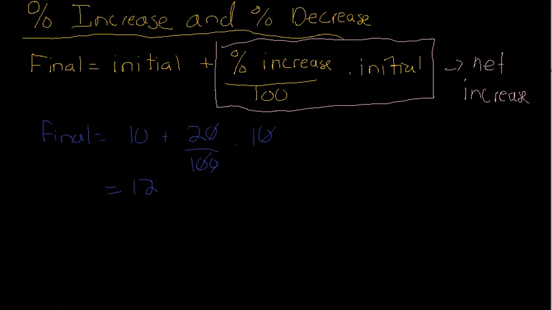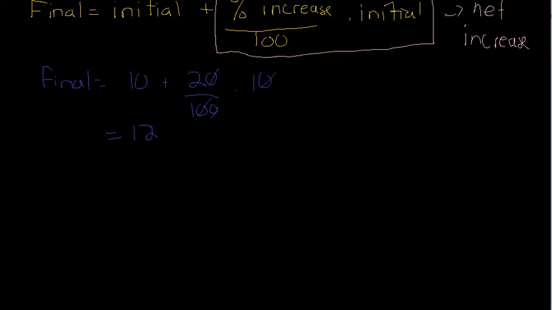Let's do another one just with percent decrease. For this one, I'm going to give another example. Let's say we're at a store and we're selling a table, and the table costs $200. The table then goes on sale at a 25% discount.